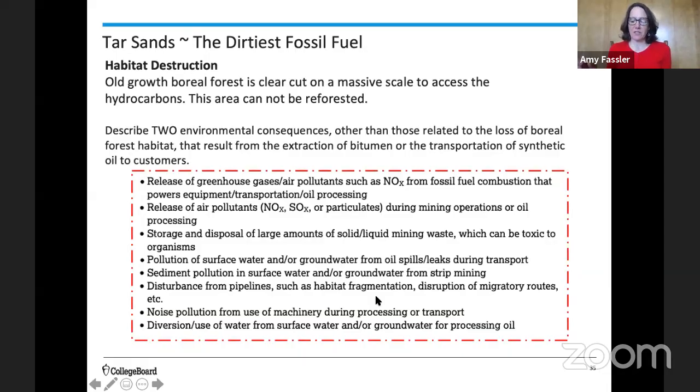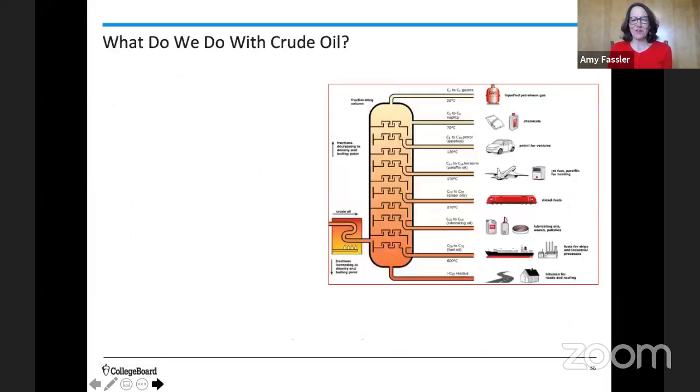So it wasn't the clear cut to get at the oil sands to begin with, the tar sands to begin with, but the idea that there's even habitat destruction in the construction of the pipeline. So lots of different potential consequences because tar sands are the dirtiest fuel on the planet. So remember I said that we had to transport that tar sand oil down to the Gulf of Mexico region, which is where the refineries are located.